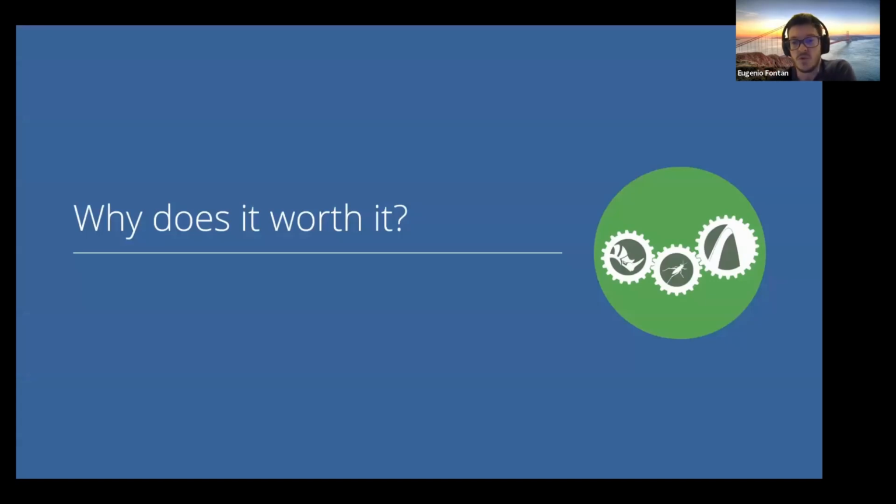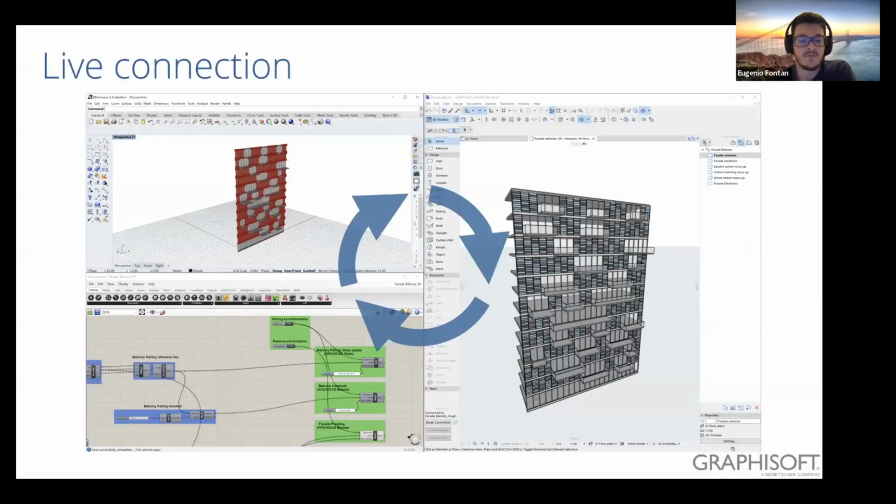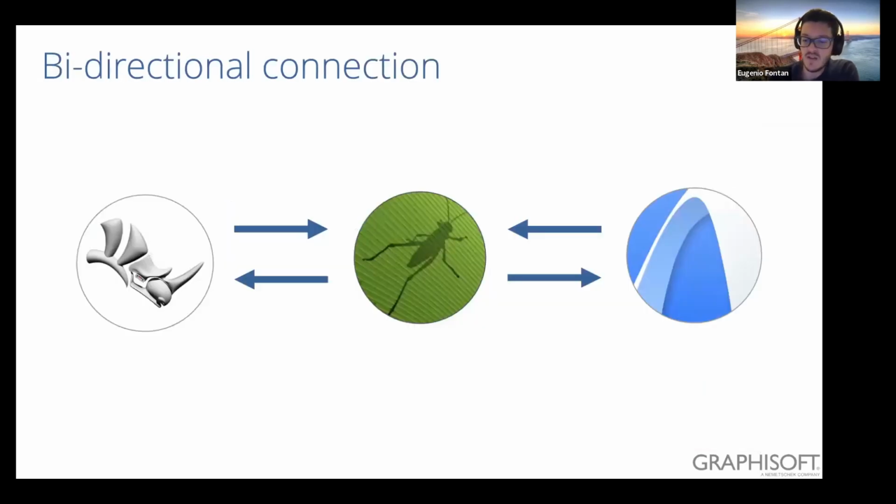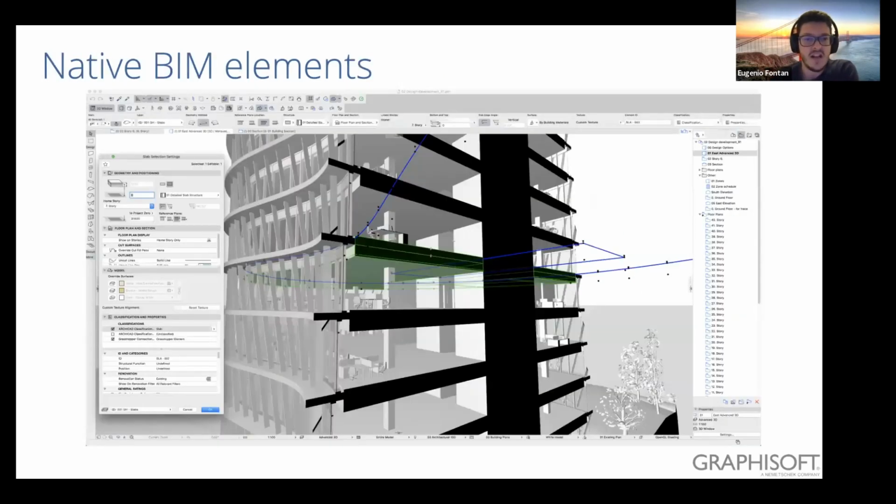So why is it worth it? Again, this live connection tries to keep that loop, that flexibility from Rhino Grasshopper within Archicad, within the BIM platform. So this connection is back and forth, okay? From Rhino Grasshopper to Archicad, back and forth.